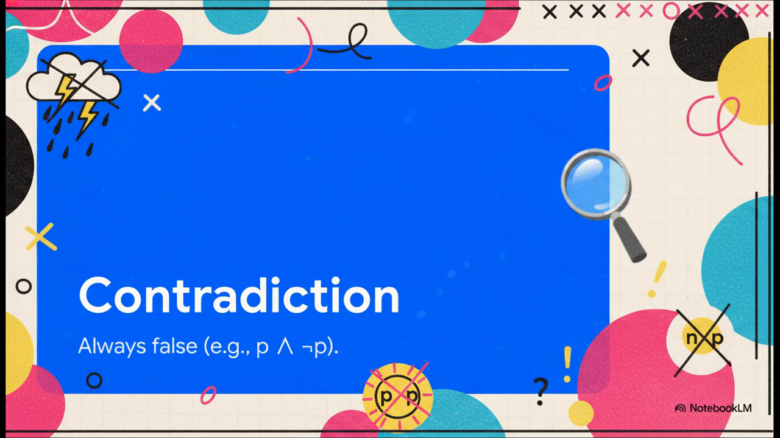Then, on the exact opposite end of the spectrum, we've got the contradiction. This is an argument that is, well, pure nonsense. It is mathematically always false. The example here is P and not P. Let's use our weather example again. It is raining and it is not raining. Claiming that something is true and false simultaneously at the exact same time? That is an absolute absurdity in propositional logic. If your truth table spits out a contradiction, the argument is fundamentally broken, period.